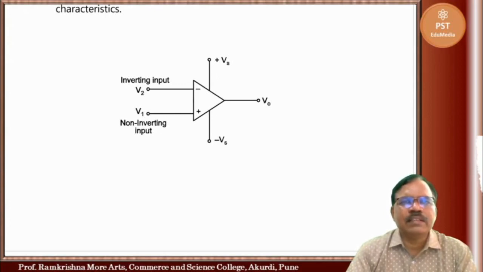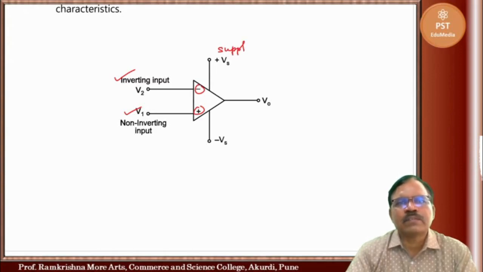This terminal is the inverting terminal. This terminal is the non-inverting terminal. It is denoted by a minus sign here, plus here. These are supply voltages, plus Vs, minus Vs. And here this is the output terminal.